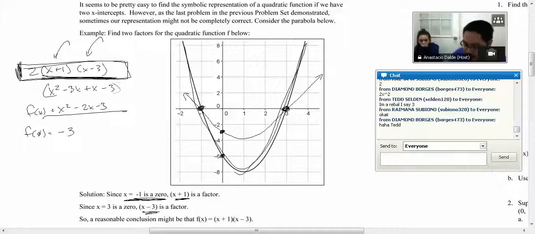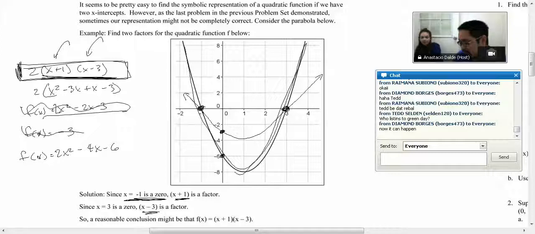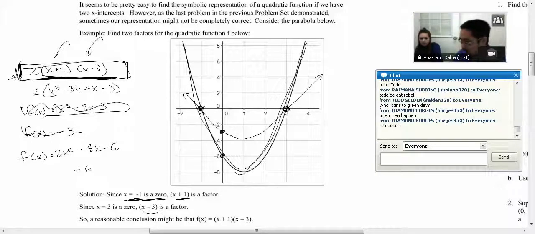So if I multiply everything by 2, this will be 2x squared. Here, I'm going to rewrite it. This will be 2x squared minus 4x minus 6. Now plug in f of 0. What do you get? Negative 6. So we're good. So actually the graph doesn't look like just that. It looks like it has a 2 out in front.